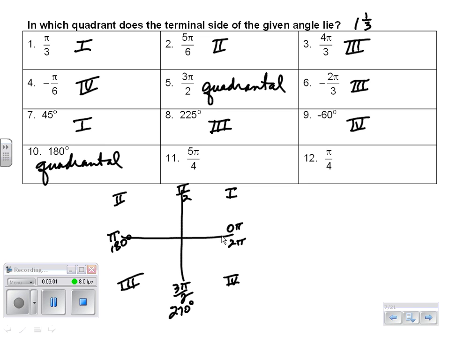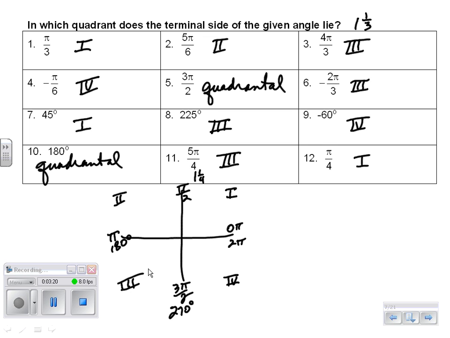Now 5 pi over 4, that's 1 1/4, so we go all the way past pi and then 1/4 of the distance around in the bottom half, and that puts us in quadrant 3. And then pi over 4 is up in quadrant 1.